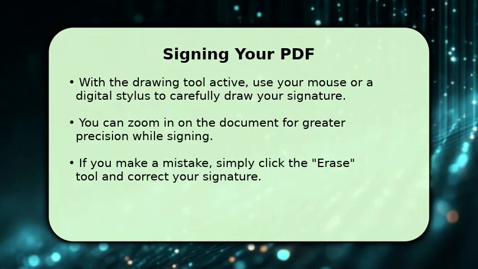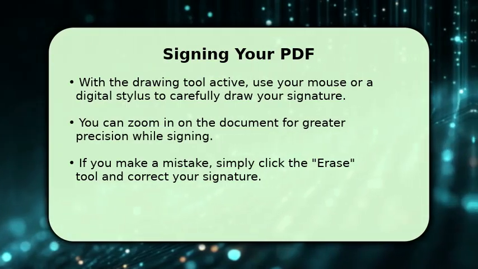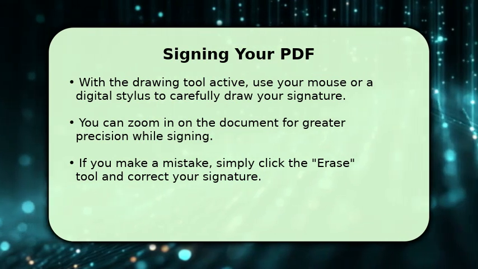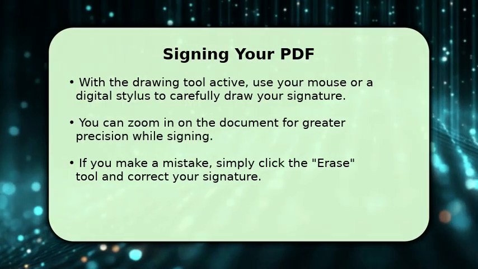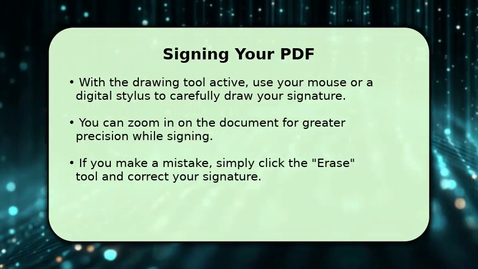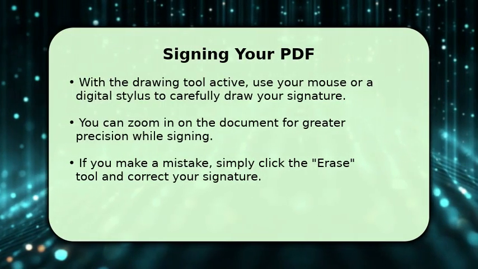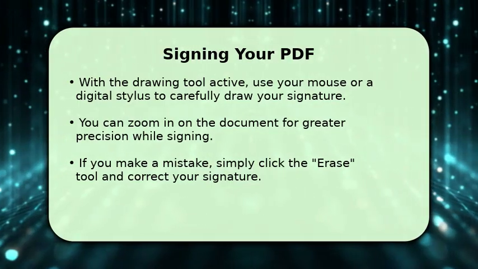It's time to add your signature. With the drawing tool selected, use your mouse or a digital stylus to carefully draw your signature directly onto the document. If you need more precision, feel free to zoom in on the PDF. Don't worry if you make a mistake. There's an erase tool available right next to the draw tool. Just click it to correct any errors and try again until you're satisfied.